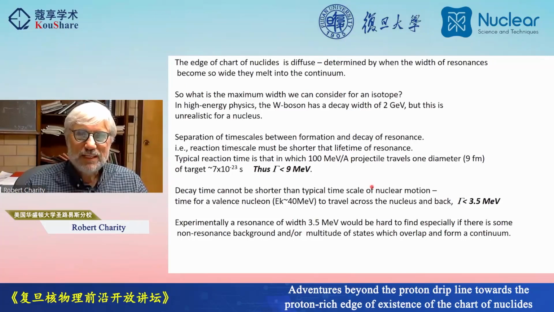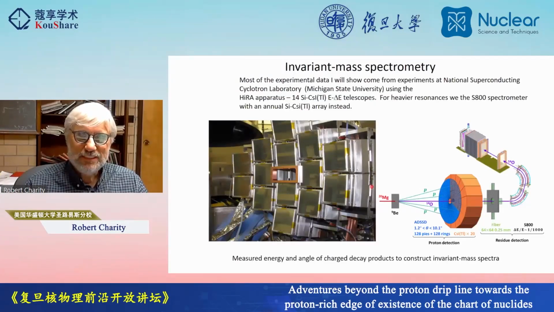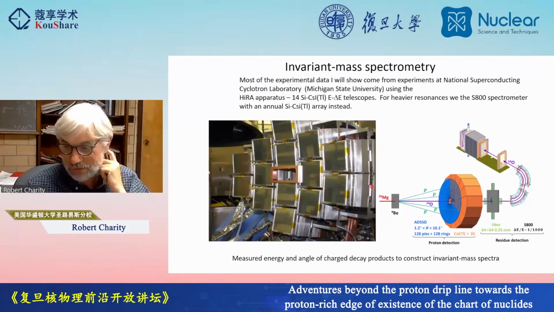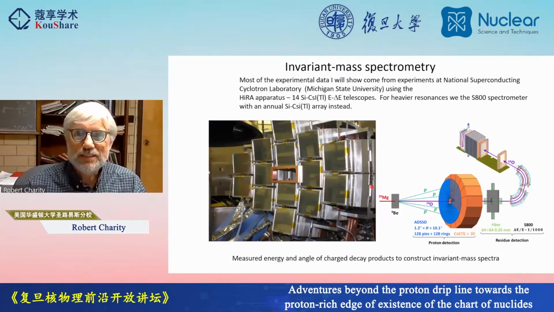So let's start by telling you how we detect these resonances, these isotopes that are unbound to proton emission. We use the invariant-mass technique, same as often used in high-energy physics, for example, in the Higgs boson. And we have to detect all the decay products. These things emit a proton or 2 protons, so we have to detect those protons, but also the residual. Most of the data is collected with this device. It's called HiRA, and there are 14 silicon, cesium iodide, E delta E telescopes.